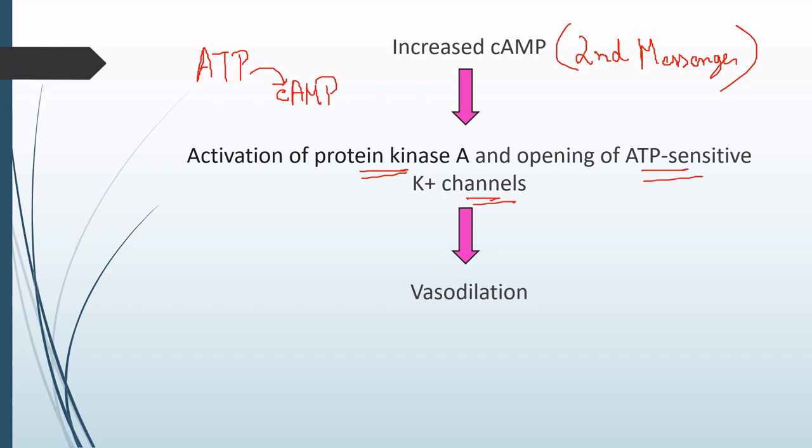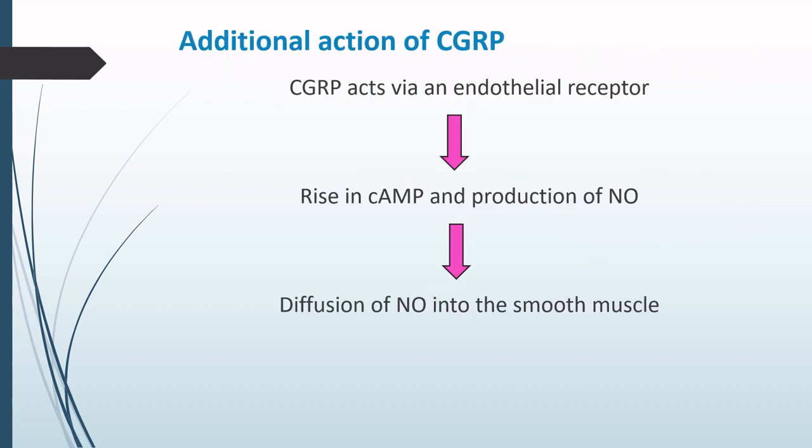Now due to this mechanism, there will be the development of hyperpolarization. And once there is a development of hyperpolarization, then we are going to have vasodilation. And this vasodilation will be responsible for the development of headache that occurs in the patients of migraine. There is, however, one additional action of CGRP as well.